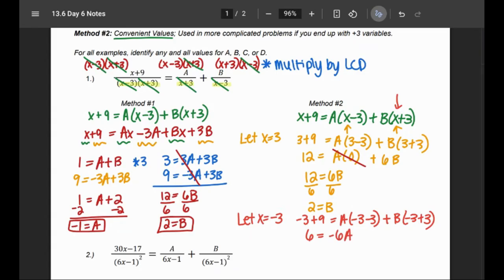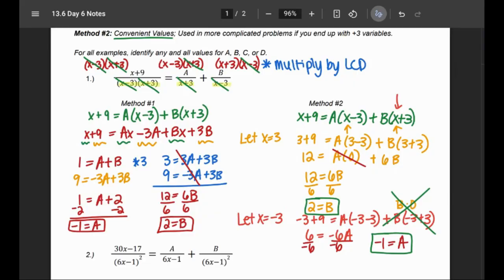And then 3 plus -3 will be 0. So b times 0 over here, that's going to cancel out. And now my equation says 6 equals -6a. So if I divide both sides by -6, I get -1 equals a. So hopefully you notice that we got the exact same answers. B equals 2 and a equals -1.